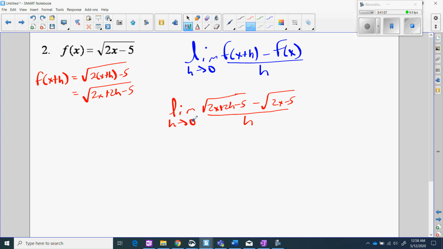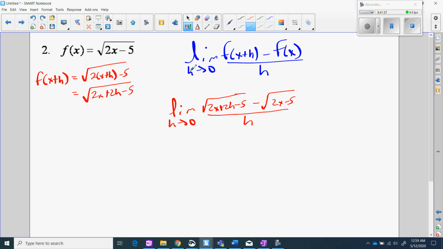Well, the good news is we've already studied limits. Last unit, I guess we'll call it. Bad news, you need to remember all that stuff that we did last unit. So you need to remember your strategies for evaluating limits. So when I look at this one, if h went to 0, I'd get the square root of 2x minus 5 minus the square root of 2x minus 5, which would be 0. H becoming 0 would be 0. It's going to be 0 over 0.